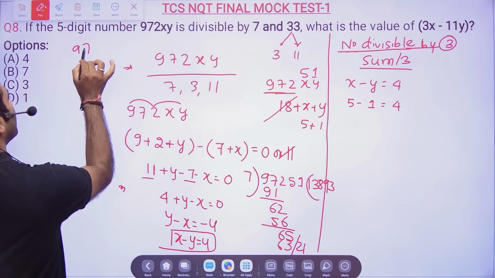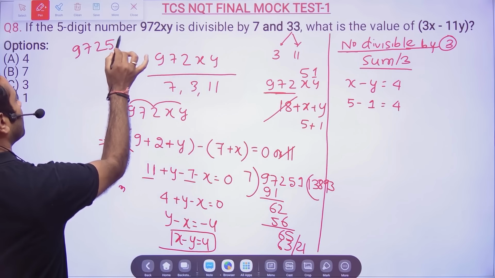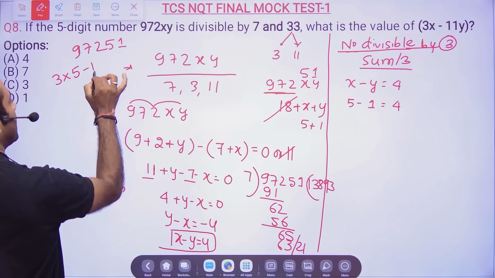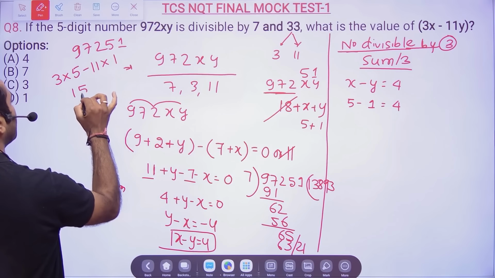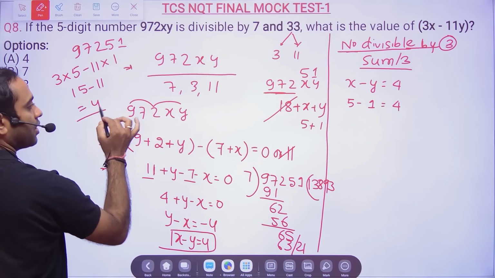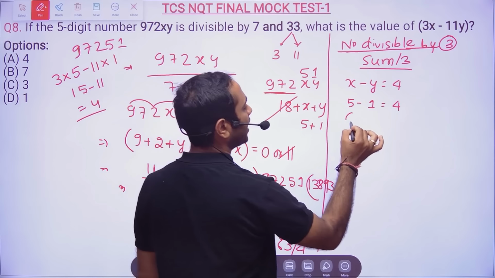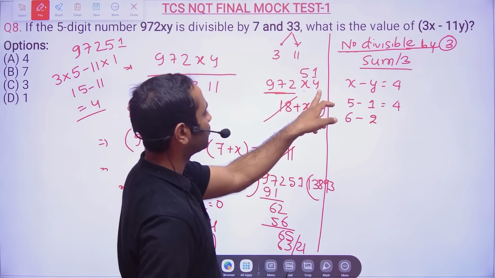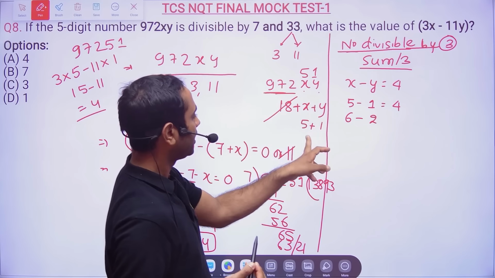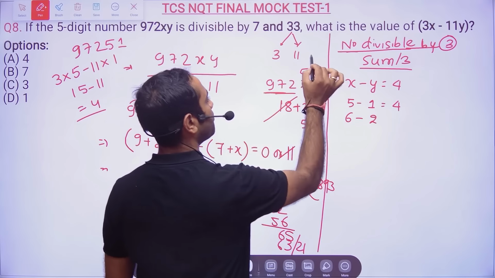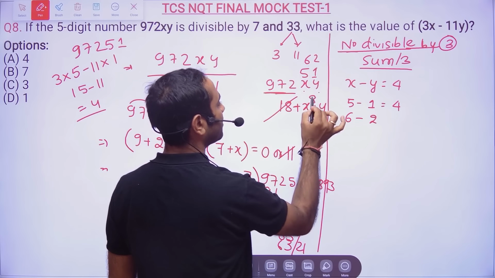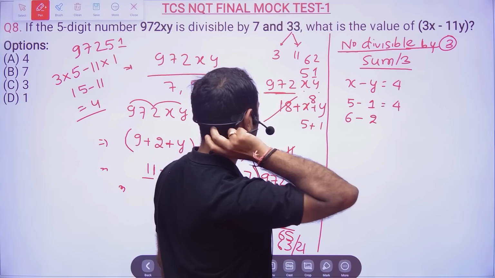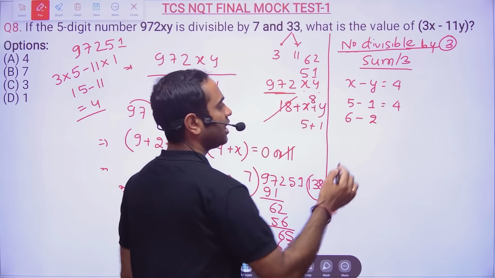So basically my number is 97251, and they're asking 3 into x and 11 into y, so 3 into 5 and 11 into 1, so 15 minus 11 will be equal to 4. Sir, what about the other number? Other number you take 6 minus 2, right? 6 minus 2 will give you 4. So if you put 6 plus 2 is what? 8. Is 8 divisible by 3? No. See, if you put 6 2 here, then 18 plus 8 is 26. It will not be divisible.